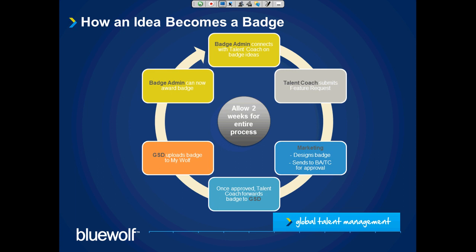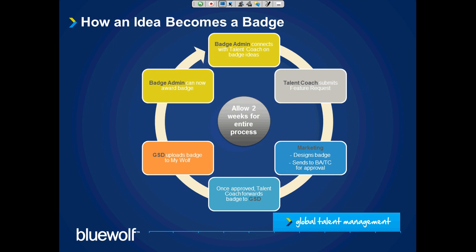So first, you're going to connect with your talent coach to talk through your badge ideas. I'm going to talk very specifically on the next slide about the type of information we're going to need to create the badge, namely the name, tagline, criteria to receive the badge, and if you have any specific imagery in mind for the icon. So once you and your talent coach have had that conversation, that your talent coach feels comfortable with the information they have, your talent coach will then go ahead and submit a feature request in Salesforce.